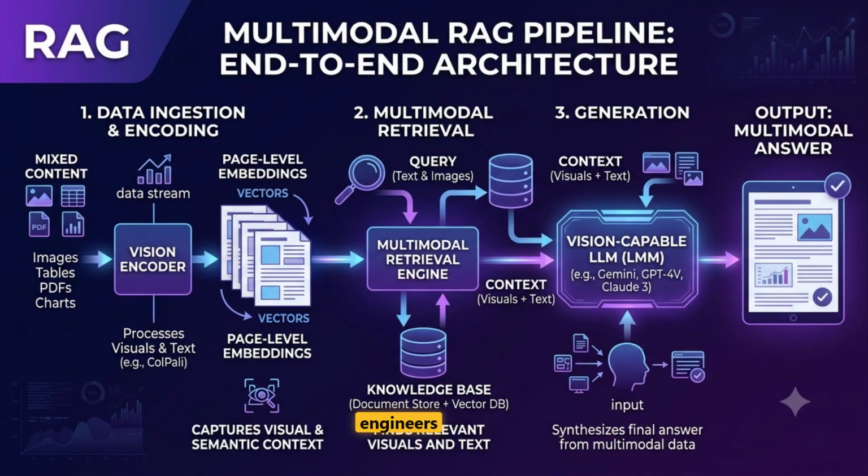This is where most engineers get stuck. They try to build standard chunking pipelines here. Instead, your engineering decision here is to embed the context of that entire page visually, as shown by that label at the bottom. Captures visual and semantic context. This creates one vector per page, not a million small text fragments.